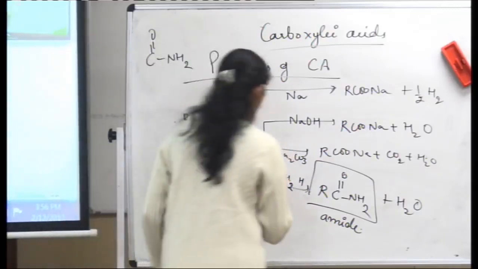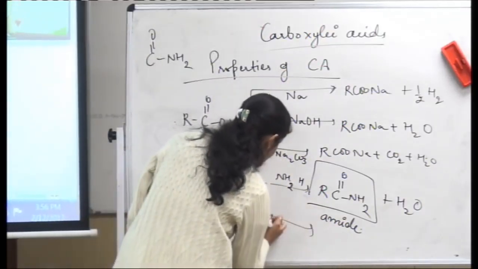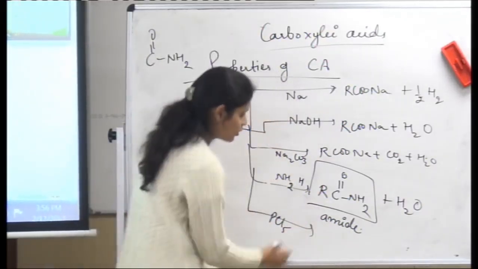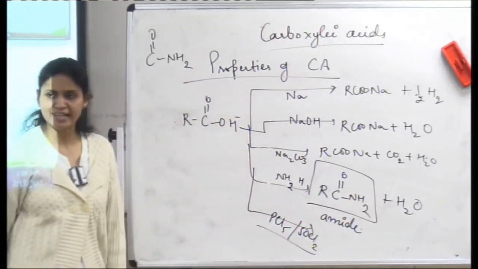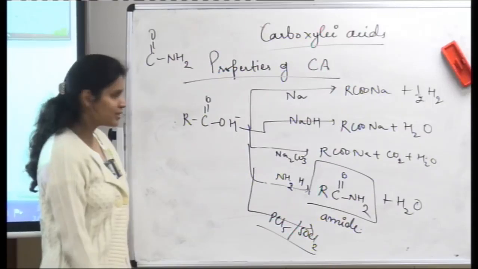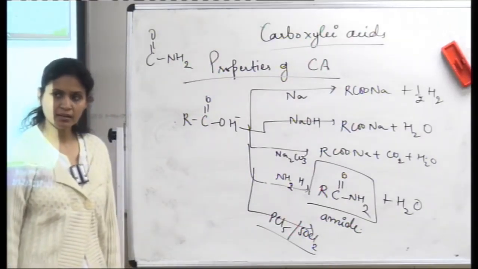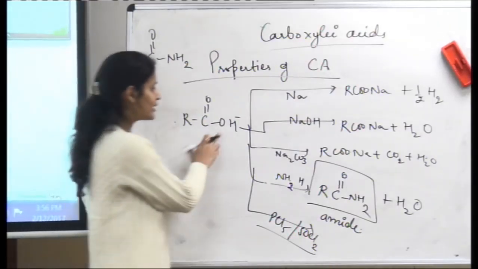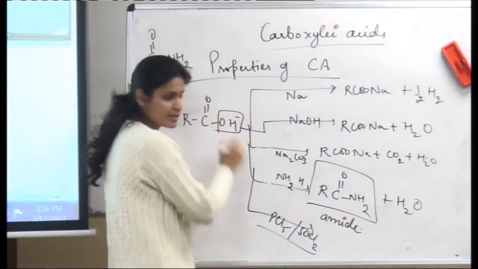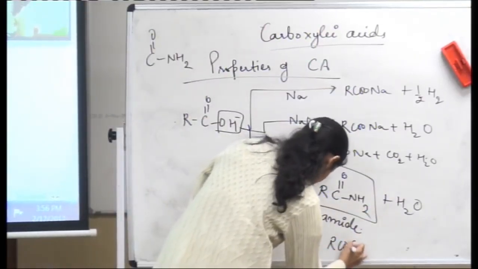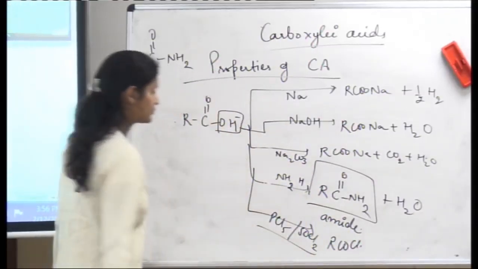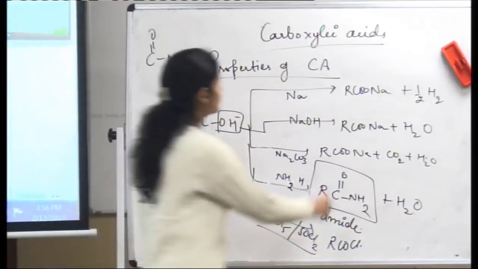What should be the product with PCl5 or SOCl2? They both are used as chlorinating agents. What will happen? They will chlorinate this part, and what you will get is RCOCl. Understood?